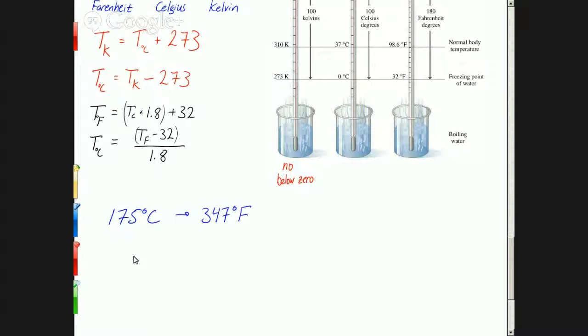What do you guys have? The atomic number is just the number of protons. Hydrogen, atomic number is one.